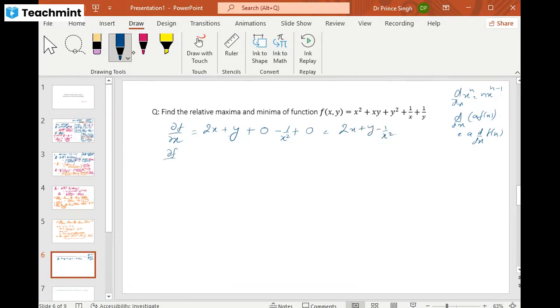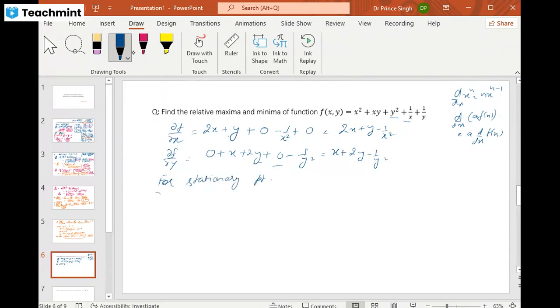Now ∂f/∂y. Derivative with respect to y: x² gives 0, xy gives x, y² gives 2y, 1/x gives 0, minus 1 upon y². That is x + 2y − 1/y². Because the derivative of x² with respect to y is 0, x is constant, the derivative of y is 1, the derivative of y² is 2y, the derivative of 1/x is 0, and the derivative of 1/y is minus 1 upon y².